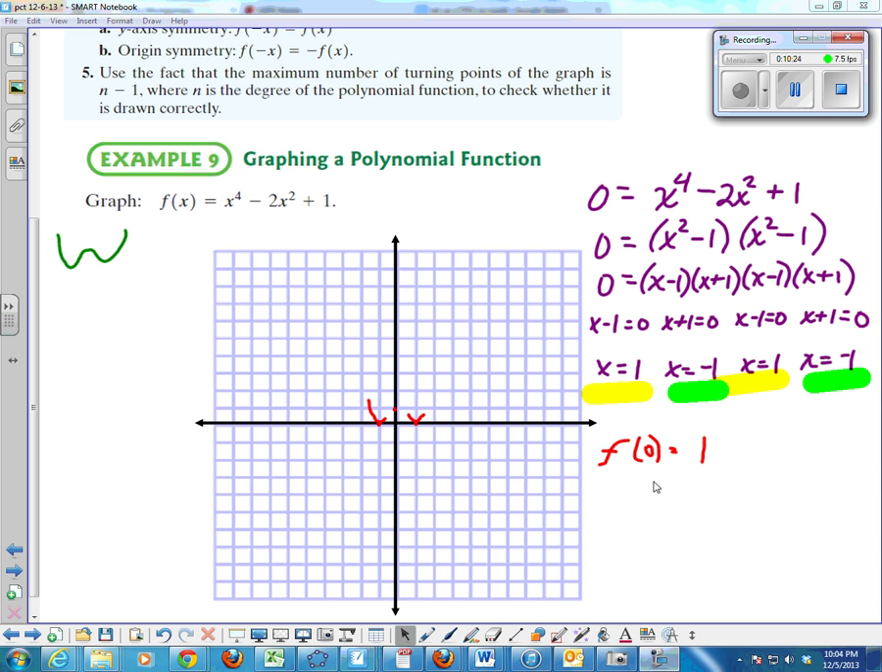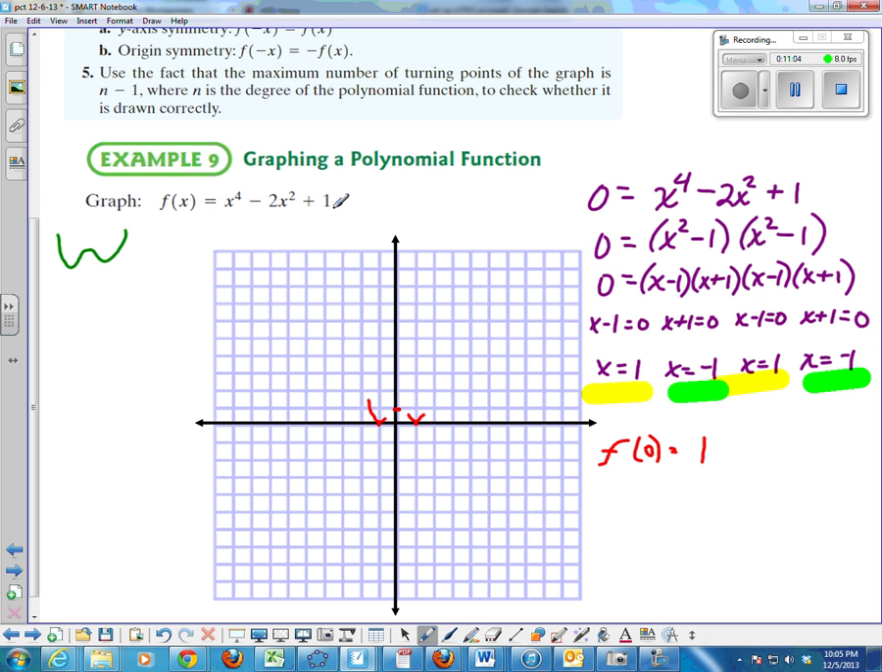Okay, by plugging in 0 into the original function, f of 0, we get 0 minus 0 plus 1. So f of 0 equals 1, or the y-intercept is 1. That goes here. So now we know kind of where the top of the W is. Step 4 is use symmetry if applicable. In this case we are going to have symmetry. We can tell this because of the roots and because it is even about the y-axis. If we plug in f of negative x, the function would stay the same. That means it's even.